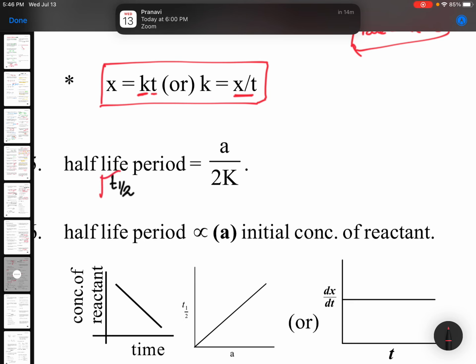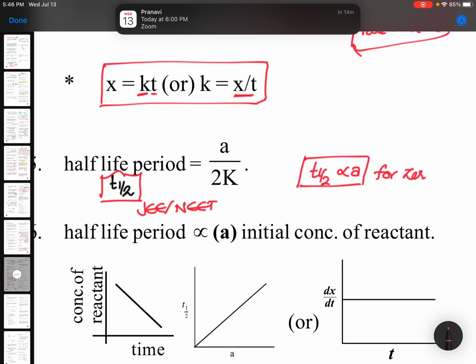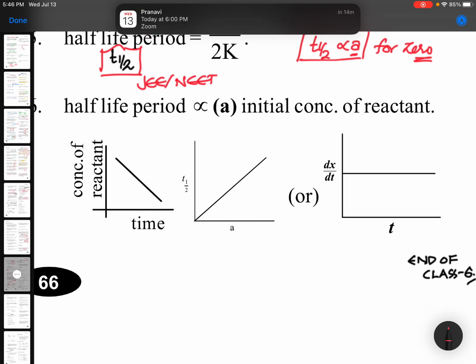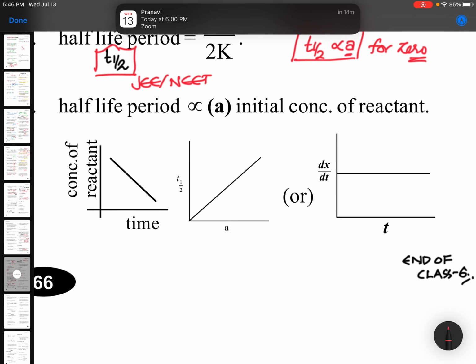Half-life period. Half-life period questions are very, very common for your JEE as well as NEET examinations. Zero order, first order half-life reactions are very common. Half-life is equal to [A]0 by 2K. So here you can see t half is directly proportional to [A]0. For zero order reactions, t half is directly proportional to initial concentration. [A]0 means initial concentration. Half-life period is directly proportional to initial concentration. This is the point of what I was saying here.